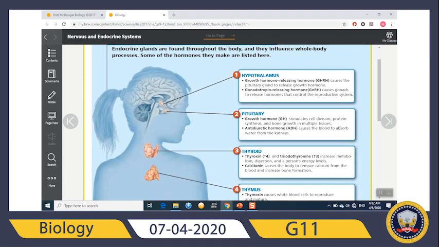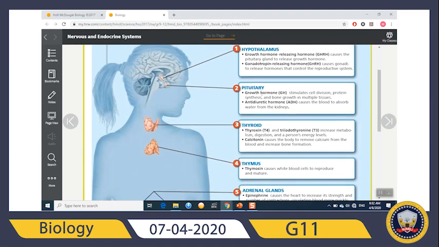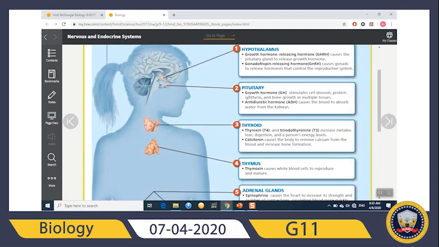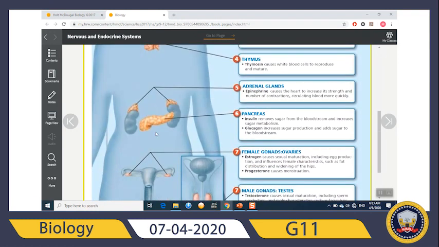to control the reproductive system. Pituitary gland, also in the middle brain, is responsible for growth hormone, which stimulates cell division, protein synthesis, and bone growth in multiple tissues. And we have the ADH, or antidiuretic hormone. Antidiuretic hormone, ADH, causes the blood to absorb water from kidneys. So whenever the kidneys need to absorb, the ADH will affect the kidney function.